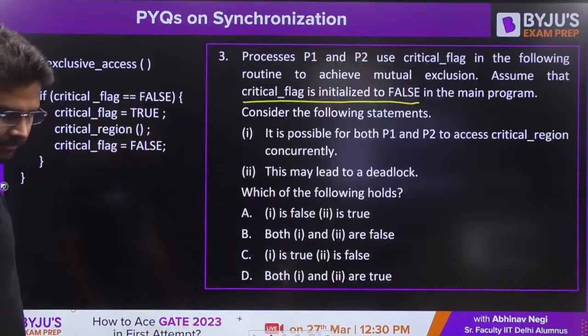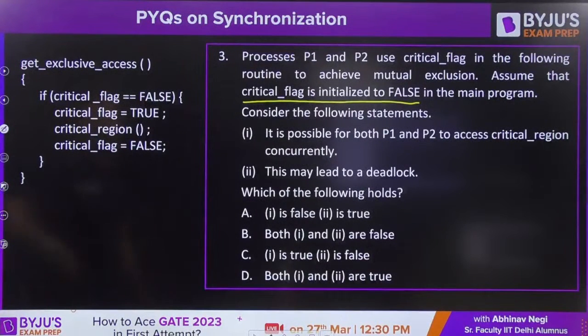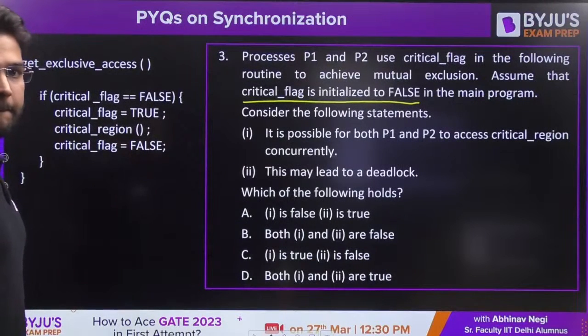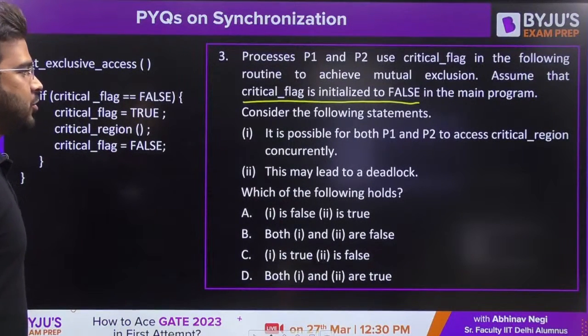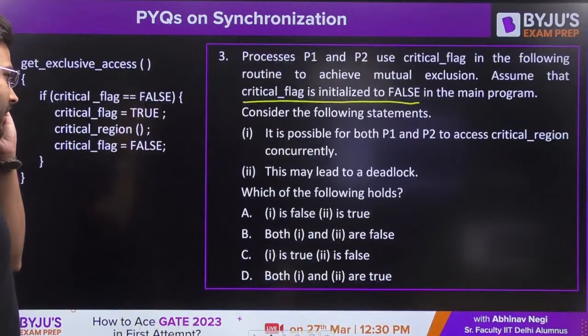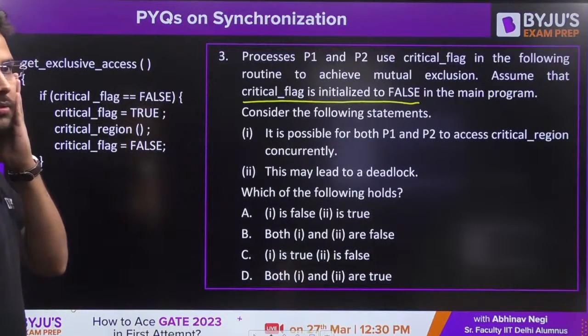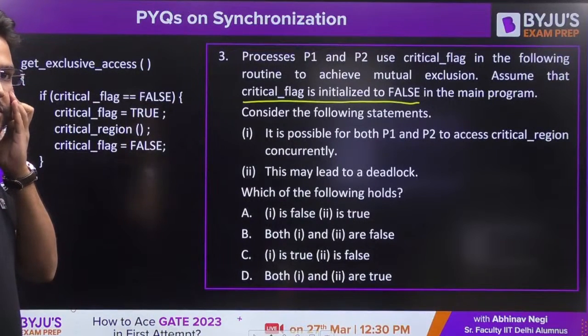Anyone getting the answer? This is the code given to you, and you have to find which of the following statements are true. First statement is, it is possible for both P1 and P2 to access the critical region concurrently. That means there is no mutual exclusion. And the second one is, this may lead to a deadlock. Meenakshi is saying option C should be the answer.